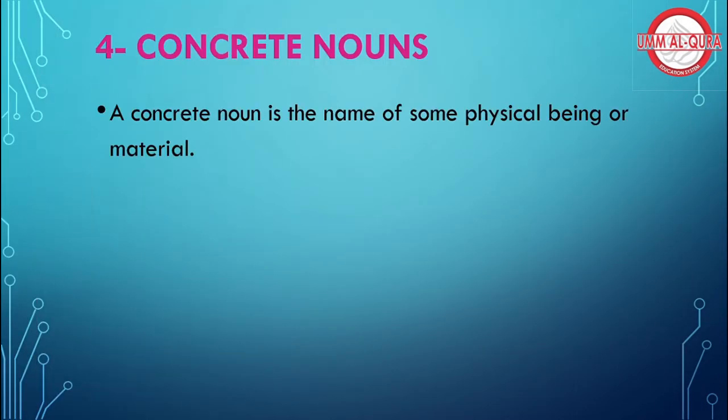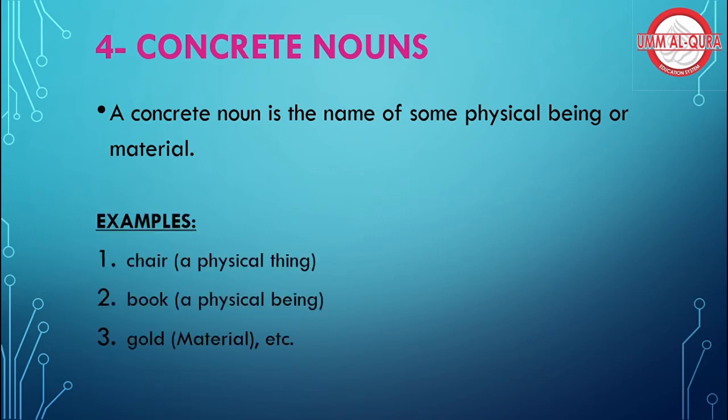Then we have concrete. Concrete is something solid. So a concrete noun is the name of some physical being or material, meaning anything that has a physical existence. You can touch it with your hand, you can see it with your eyes. Okay? Examples are chair, it is a physical thing. Or a book, it is also a physical thing. Gold, it is a material, you can touch it, you can see it.